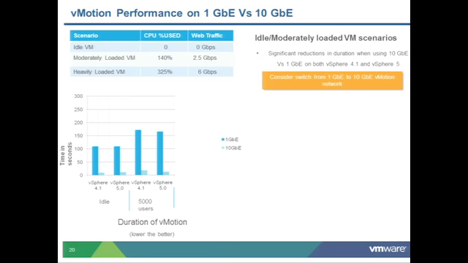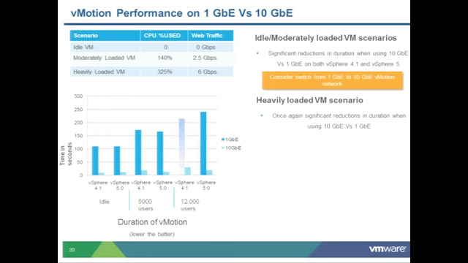And now let's also consider the heavily loaded VM scenario. Once again, we see significant improvements in performance using 10 GB versus 1 GB. As you can see here, we had 12,000 users, and the performance dropped by a factor of 10 or so on vSphere 5, and it's the same thing on vSphere 4.1. But one interesting fact to note here is we marked this data point at 1 GB in a gradient shade. It's because we ran into a very interesting scenario.